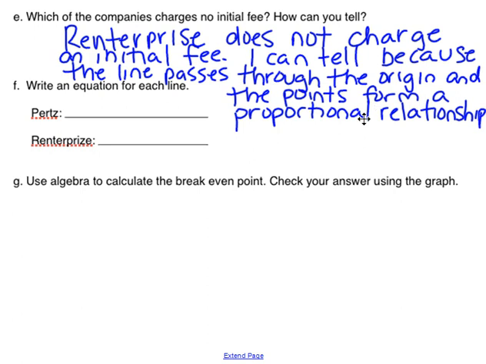Okay, so now that we have the slope and we have the y-intercept, Hertz has an equation of y equals 17.5x plus 7.5. And Renterprise has an equation of y equals 20x. Okay, part 2, use algebra to calculate the break-even point. Check your answer using the graph. So the break-even point, that is at how many days is the cost the same at both places. This is solving a system of equations, and we are going to use substitution since we are using algebra.